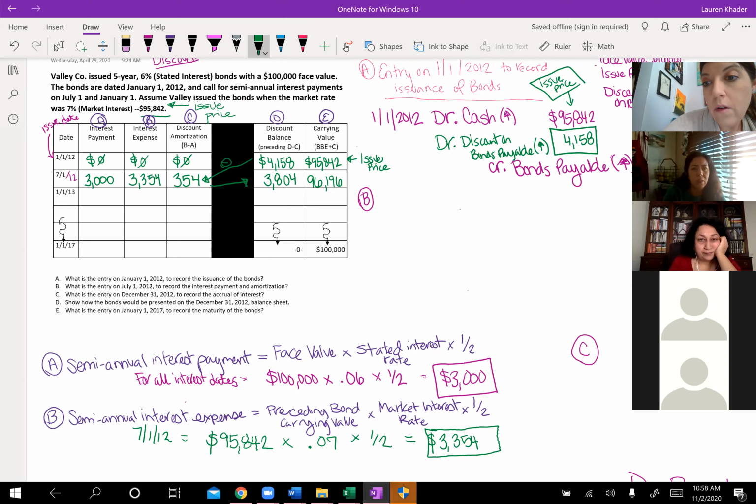Sorry, can you show how you got the discount balance? The discount balance is 4,158, which was your initial discount balance for the preceding balance, minus your discount amortization for the period. Okay. Professor, what does it mean, BBE? Beginning balance of E. It's really the preceding balance of E. So it's just the balance before.